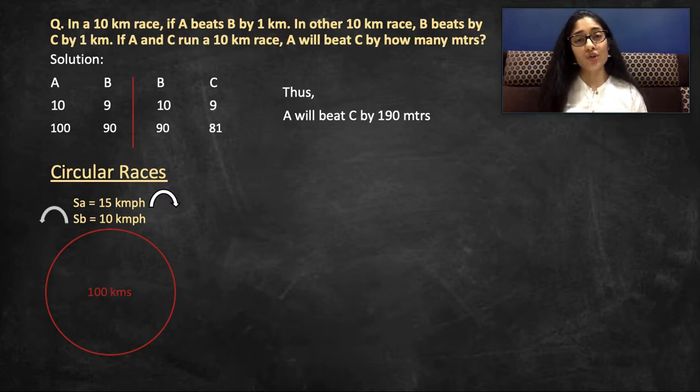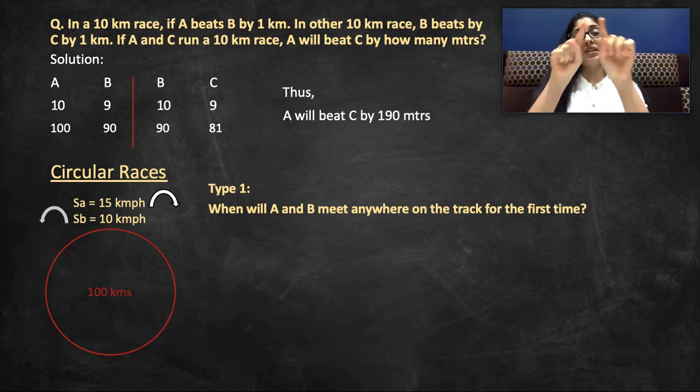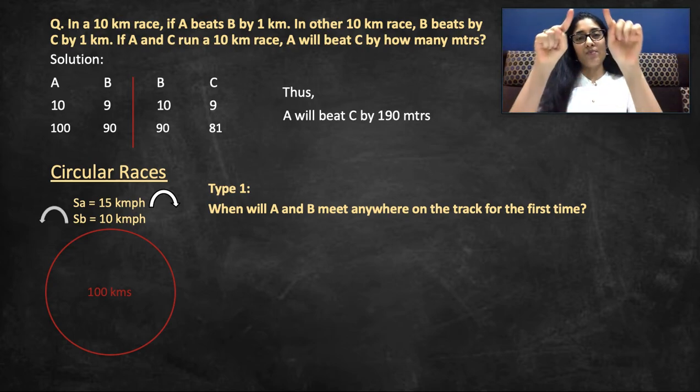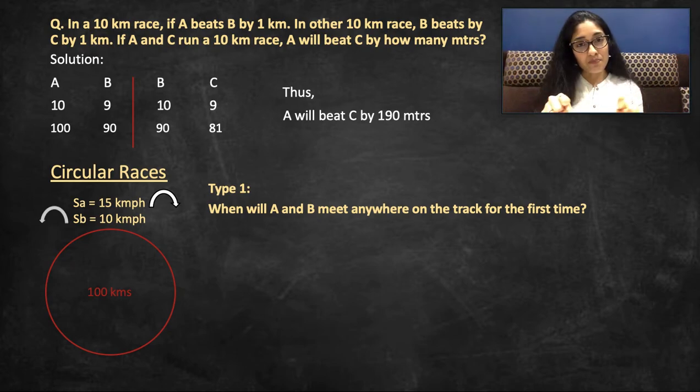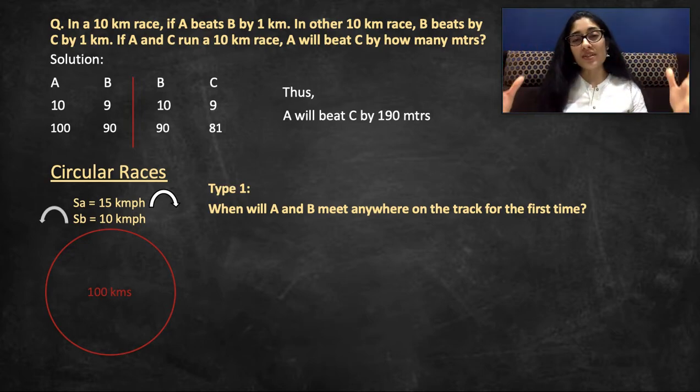Now here we are going to look at the most important types of questions that are asked in circular races. Type 1. When will A and B meet anywhere on the track for the first time? Now as we see, the track is of 100 kilometers and A and B are moving in the opposite direction. So when both of them start at the same time, they are both trying to complete and meet somewhere. So it is similar to a relative speed with opposite direction.